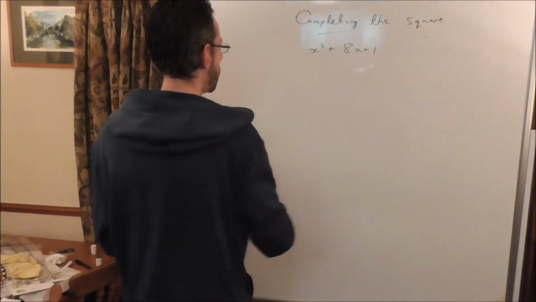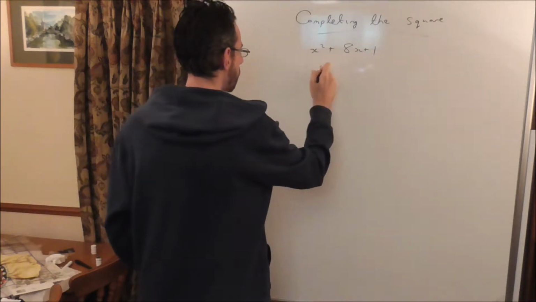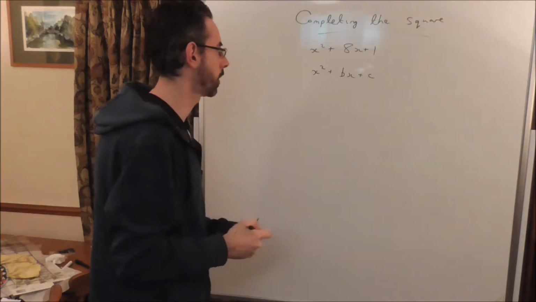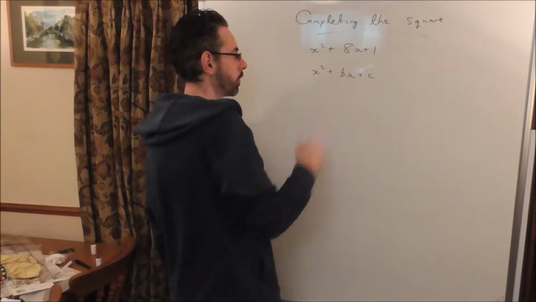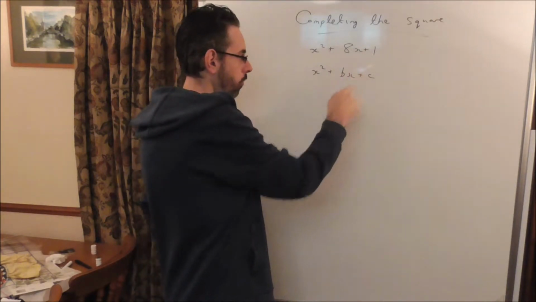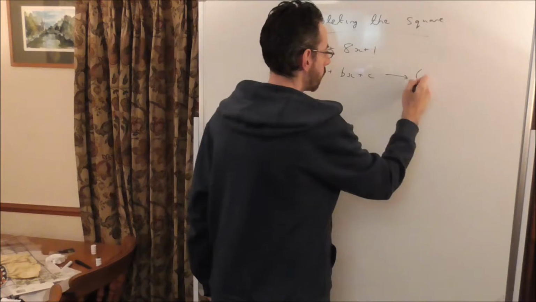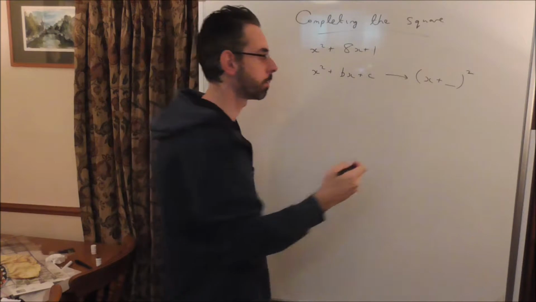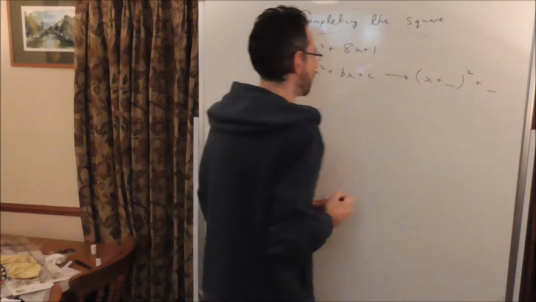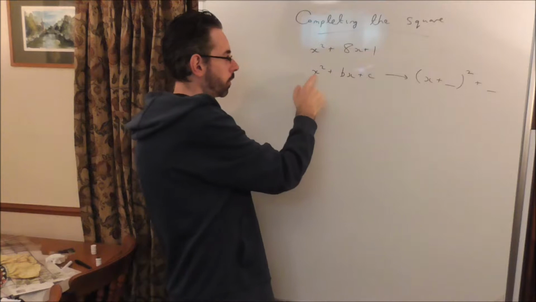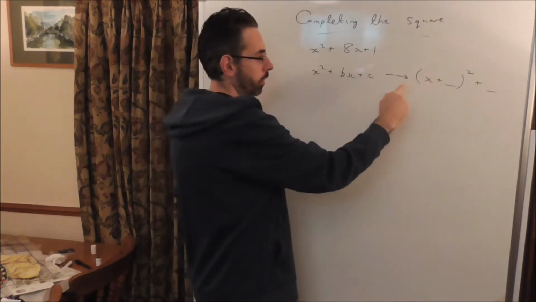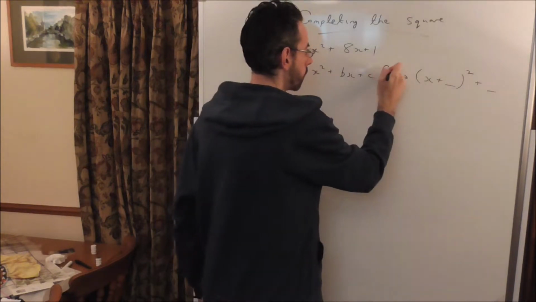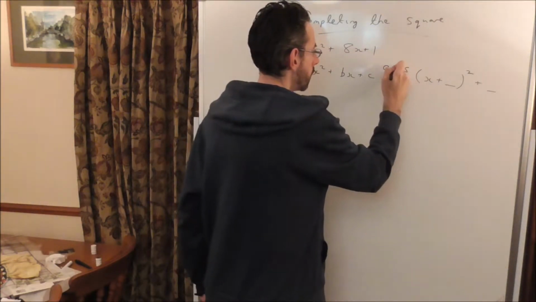So it's taking an expression of the form x squared plus bx plus c. B and C are just the numbers in the expression. In this case, B is 8 and C is 1. But it's taking an expression of this form and rewriting it as x plus something squared, and then maybe a number at the end. And that is called completing the square.